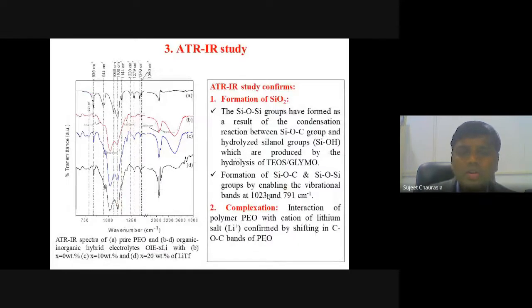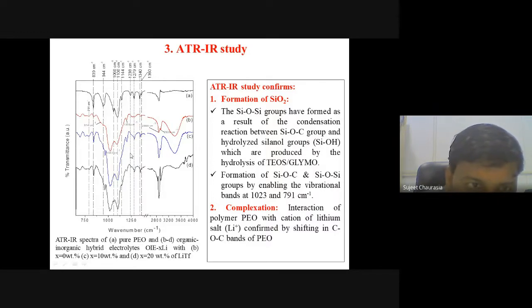In order to find out the possible interaction between the complexation of the polymer PEO and lithium salt, as well as SiO2 matrix filler particles, the FTIR spectroscopic study has been carried out, which shows the formation of the Si-O-C and SiO2 groups by the vibrational bands appearing at 1023 and 791 wave number.